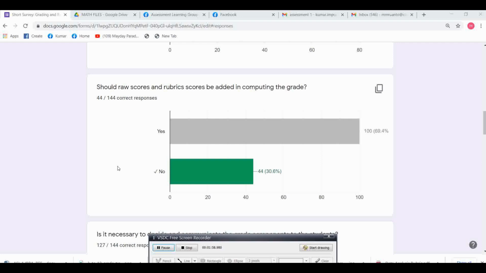Since these two have different forms of measurement, they should not be added directly. Instead, they should be converted first to a percentage score before you add them. So if you have a quiz and a performance task, you cannot directly add them to compute the grades, but you should transform them into percentage scores.